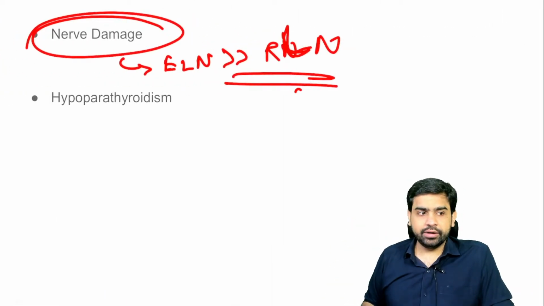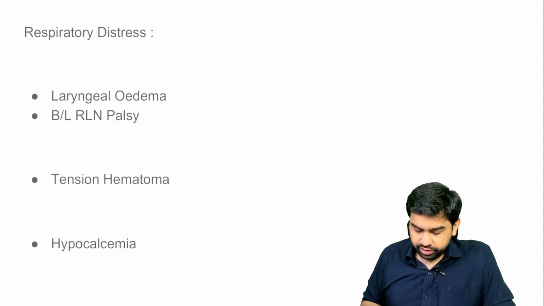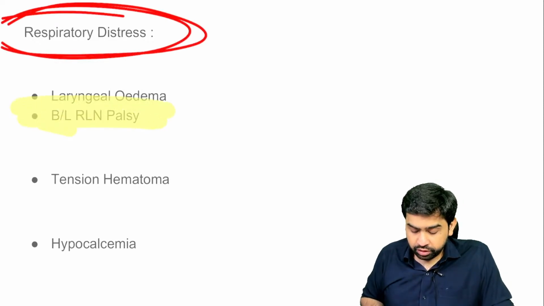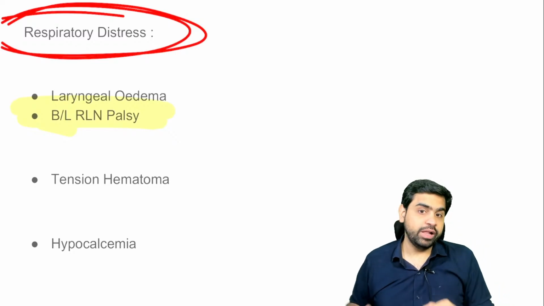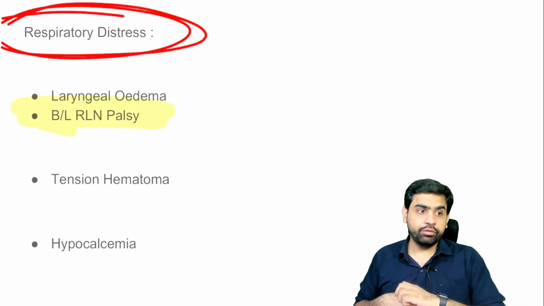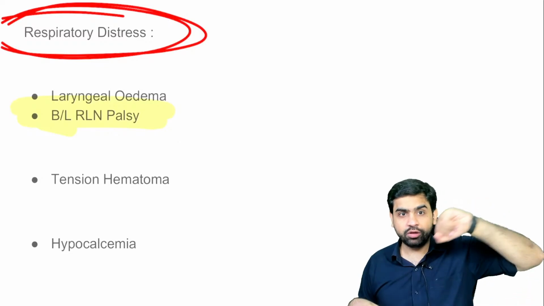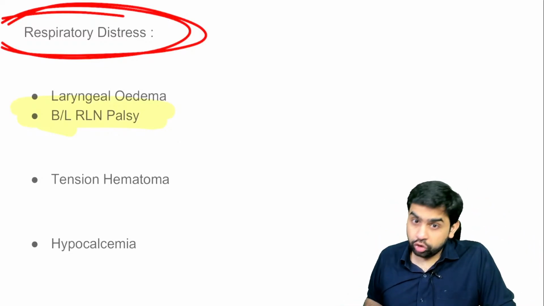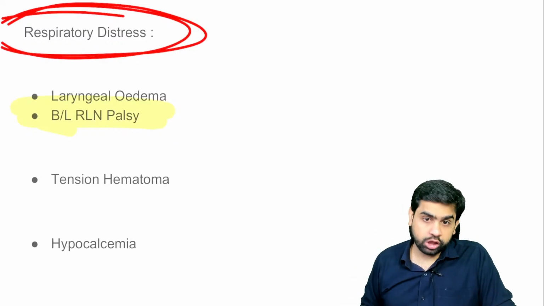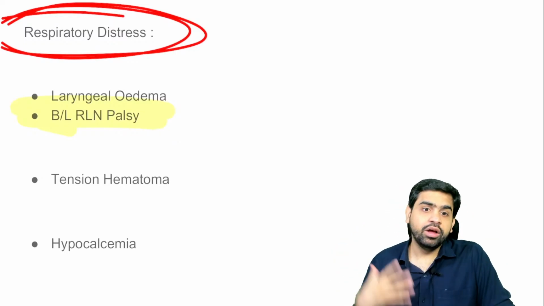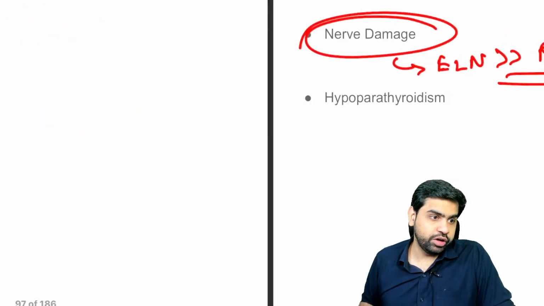And what about the bilateral, like the respiratory distress? Please remember, respiratory distress can occur after bilateral recurrent laryngeal nerve palsy. If both of the recurrent laryngeal nerves are cut, only then are you going to have respiratory distress. If the unilateral recurrent laryngeal nerve is cut, then you're going to have hoarseness of the voice. In bilateral recurrent laryngeal nerve palsy, you're basically going to have respiratory distress. I hope you have understood this particular point, guys.